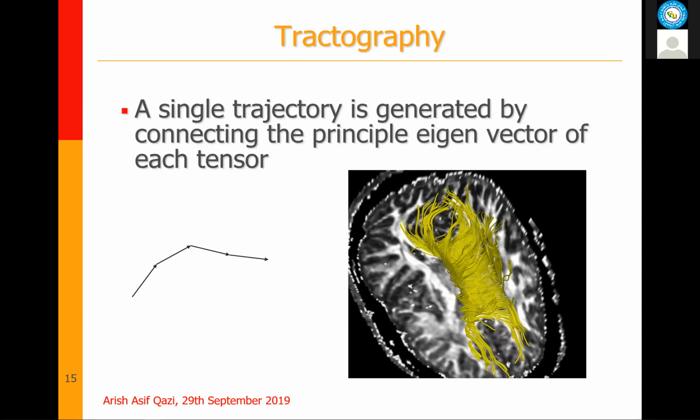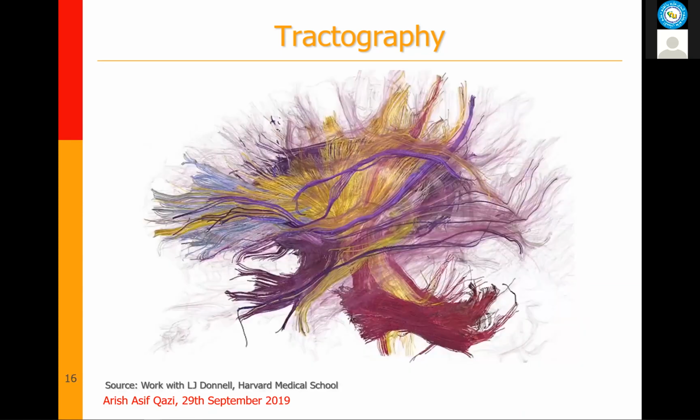So here's an example of tractography being done in the brain. Over here, you can see the white matter fiber pathways of the corpus callosum. Now this is the largest white matter fiber bundle in the brain. This example was work with L.J. O'Donnell at Harvard Medical School, and this is a result of full brain tractography.